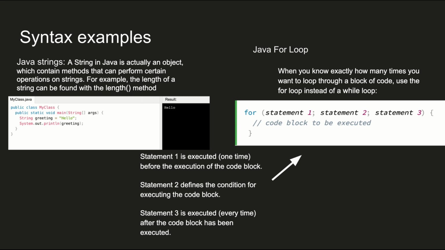Java strings. A string in Java is actually an object, which contains methods that can perform certain operations on strings. For example, the length of a string can be found with the length method. Java for loop. When you know exactly how many times you want to loop through a block of code, use the for loop instead of a while loop. Statement 1 is executed one time before the execution of the code block. Statement 2 defines the condition for executing the code block. Statement 3 is executed every time after the code block has been executed.